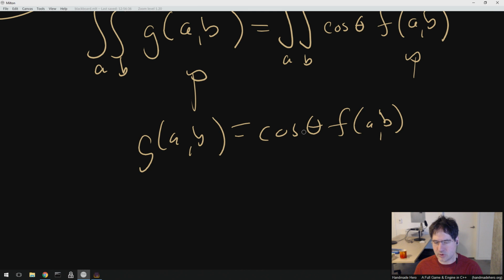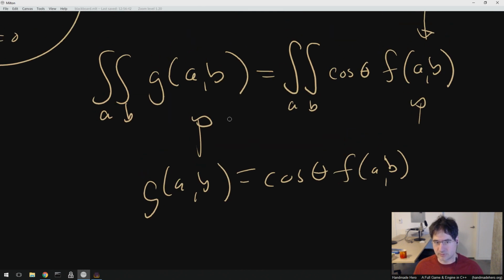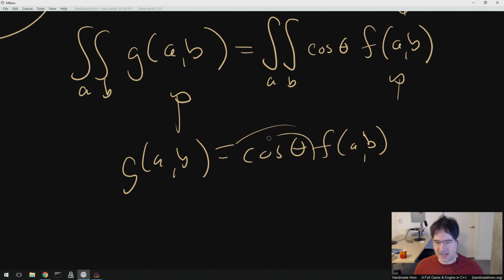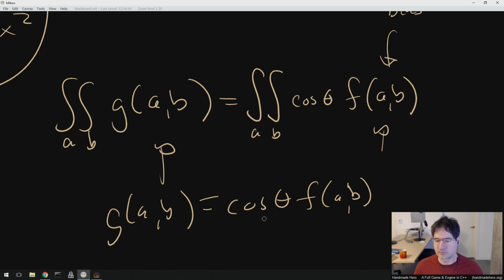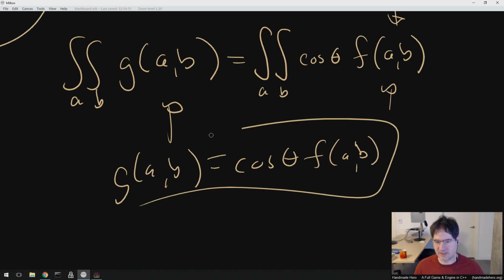And then we know in order to figure out what this function has to be, it has to be the cosine weighted version of this, right? That's just what that ends up being equal to, right? It's exactly written out in that way.